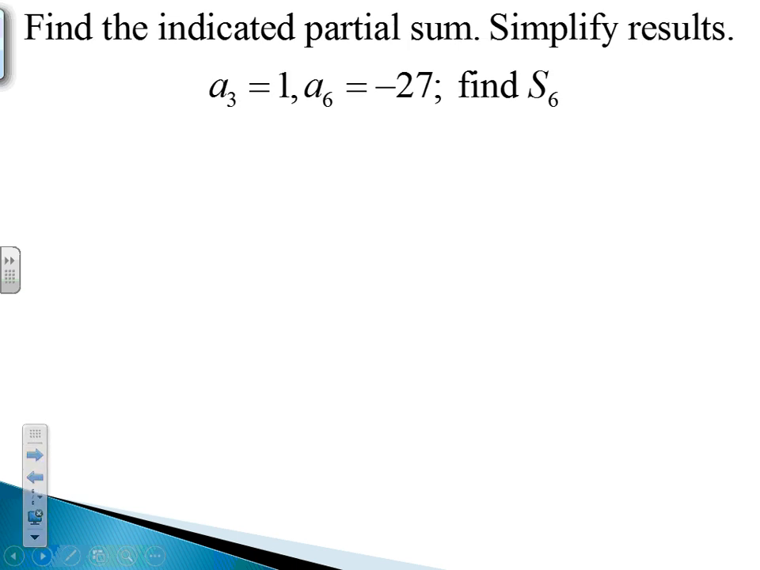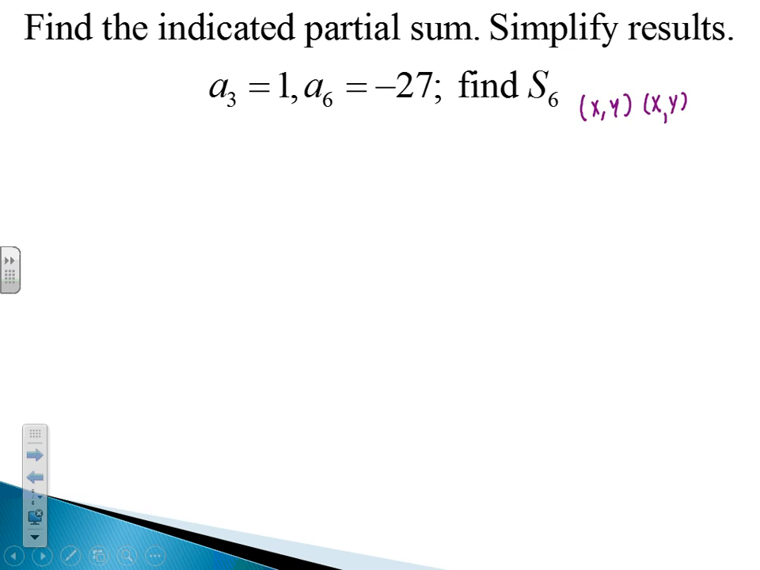So here we are given a sub 3 is equal to 1 and a sub 6 is equal to negative 27. And again, we're asked to find the sum of the first 6 numbers in this case. So here, if you think about it in terms of x, y, because I continually refer to these sequences as really nothing more than a geometric, an exponential function, which is a collection of input numbers and output numbers, x's and y's.